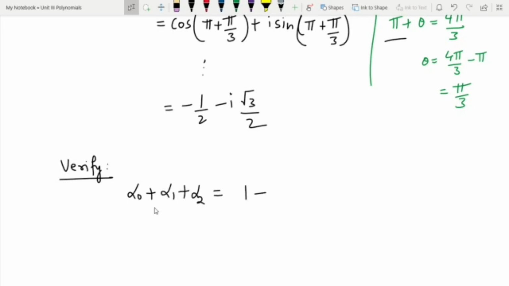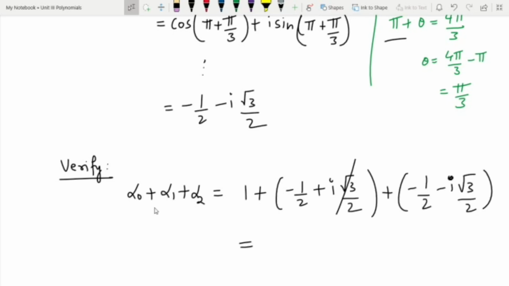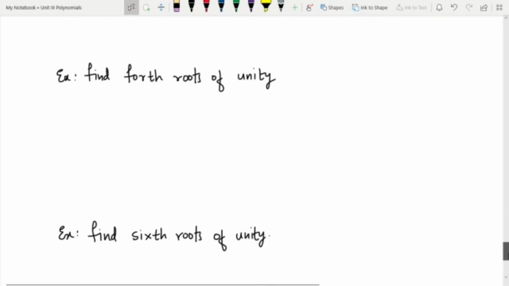So alpha 0 was 1, alpha 1 was minus half plus i root 3 by 2, and our alpha 2 is minus half minus i root 3 by 2. So if you do the calculations, this will be equal to this, and this will get cancelled out. It will be 1. Now minus half and minus half will be minus 1 again, and this is equal to 0. So that is the meaning of the theorem actually. Whatever your roots of unity are, their sum is always equal to 0.